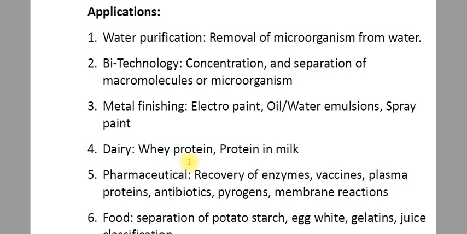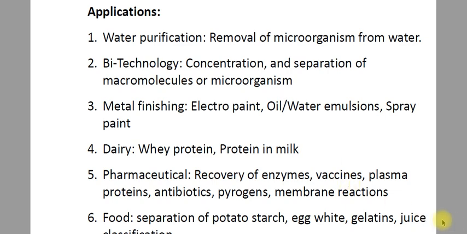In the dairy industry, it is used to concentrate the whey protein and the protein in the milk. Basically, whey protein is the protein in the milk. During cheese formation, the water removed from the cheese is called the whey. The whey protein is concentrated by this ultrafiltration process, and later that whey protein can be used to make energy drinks or other milk products like ice creams. So this is a commercial process.